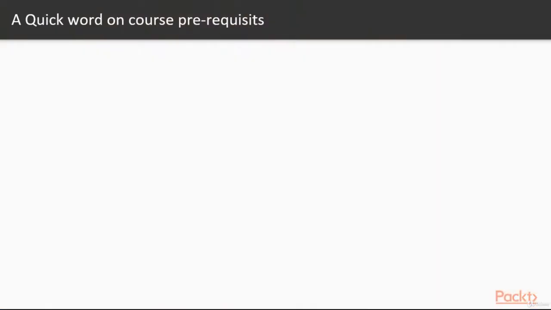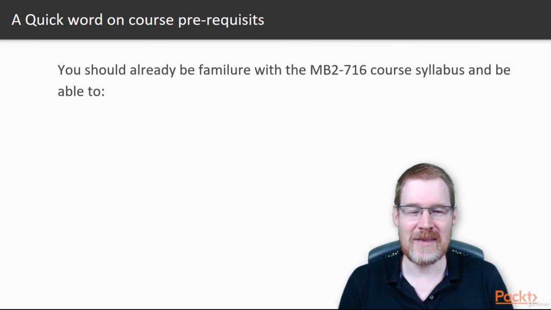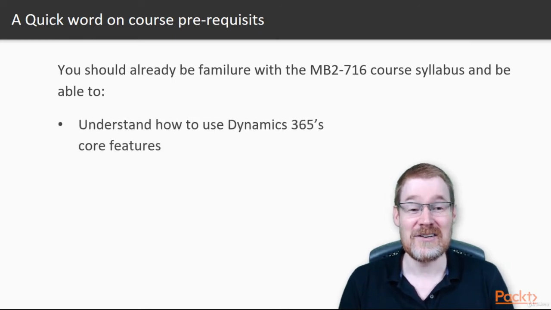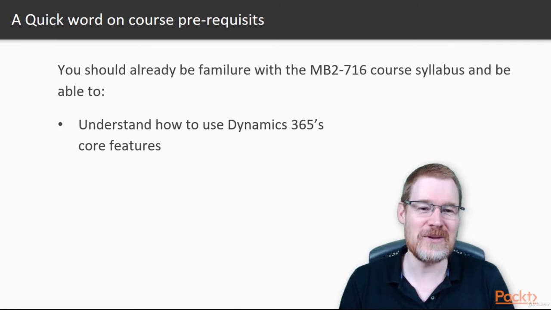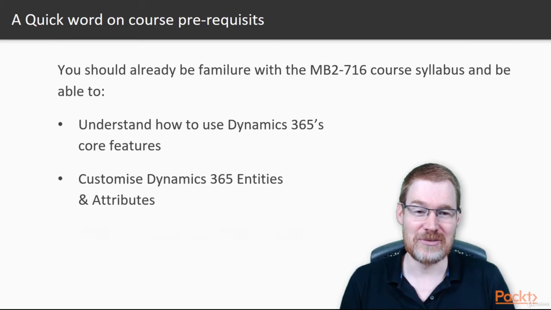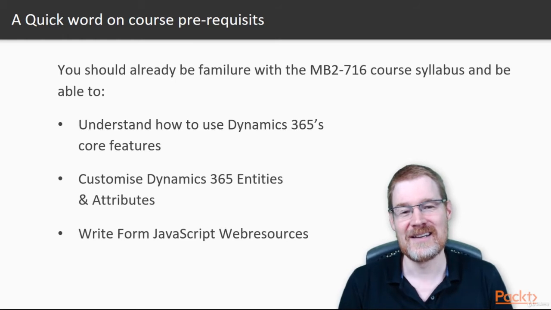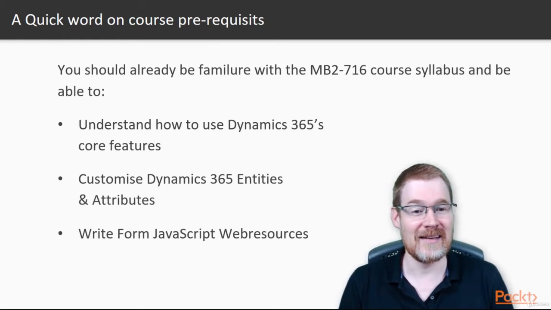Course overview. Firstly, a quick word on prerequisites. I'm expecting that you're already familiar with the MB2-716 Microsoft course syllabus, and you can navigate around Dynamics CRM 365. You can use the features, and you can customize it, so you can add entities and attributes and forms and views, etc. And you can also write simple JavaScripts and HTML web resources. Also, add plugins and workflow and custom activities, and you've got a good understanding of how to extend it. But we're going to be taking those skills and we're going to be extending them, so you'll be able to do some more advanced customizations.